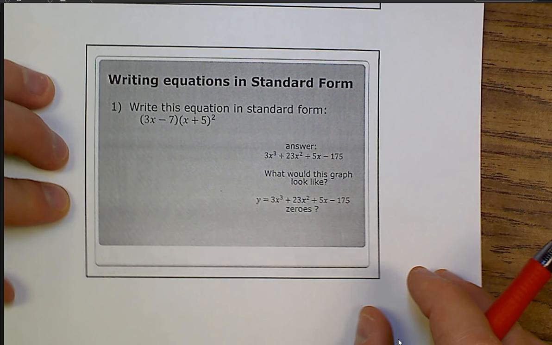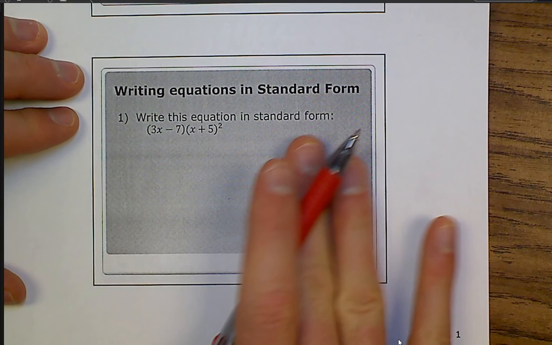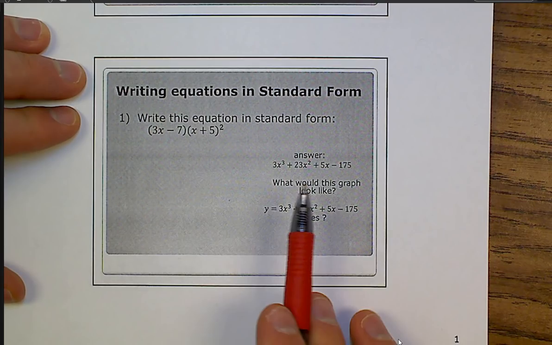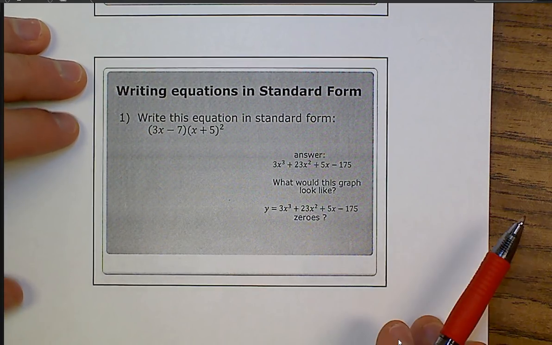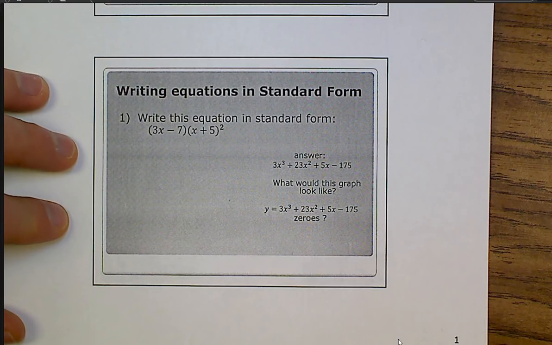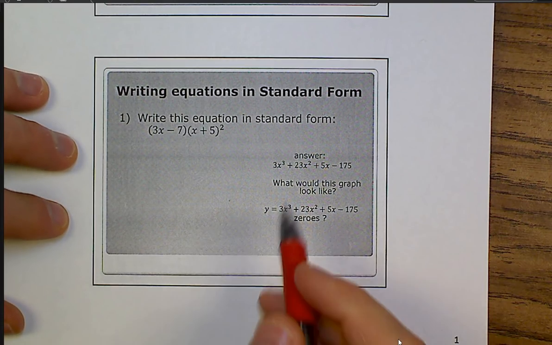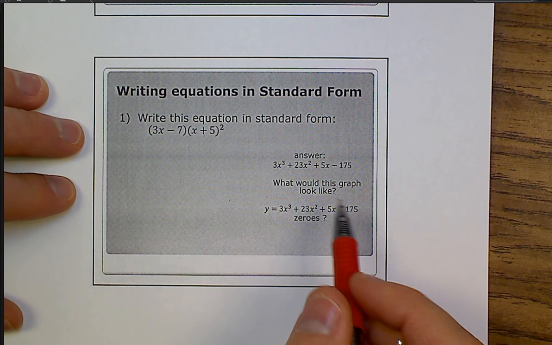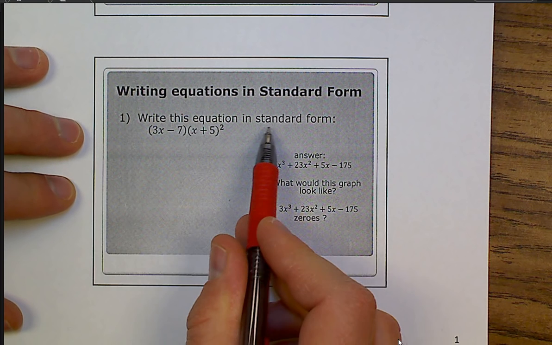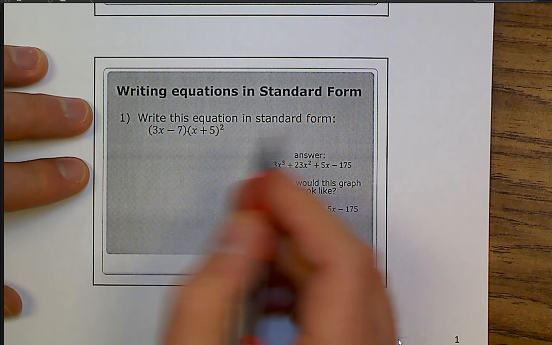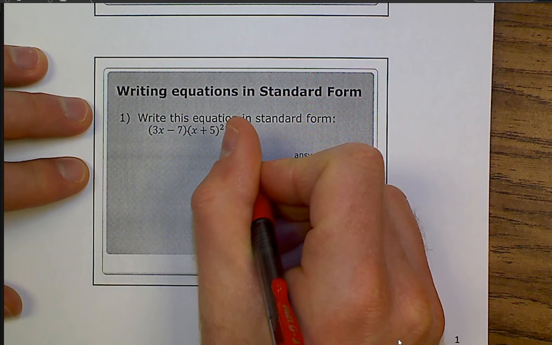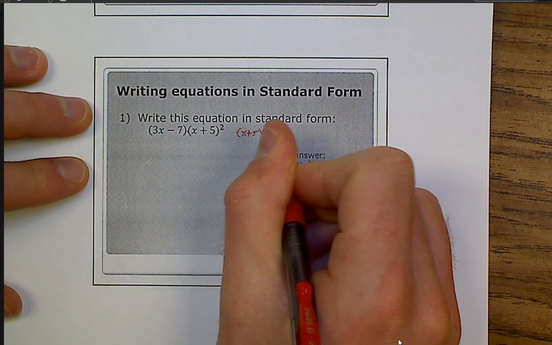So let's jump right into it. I want you to kind of ignore this stuff on the right here. Obviously you have the answer that we should get, and then we'll talk a little bit about what it looks like on a graph, and we'll talk about the zeros as well, but we won't get into too much detail into the graphing. So it says write this equation in standard form. Again, you've done this before. This is multiplication here in the middle, x plus 5 squared. Remember, that means x plus 5 and x plus 5.